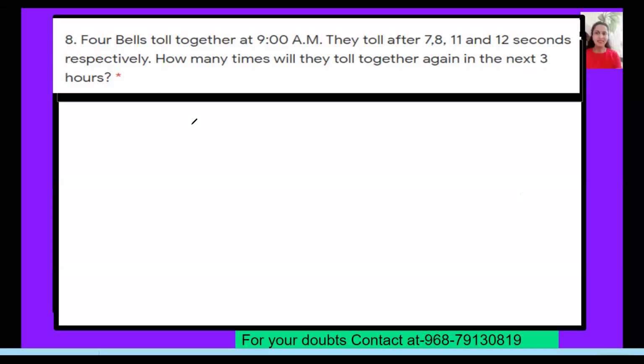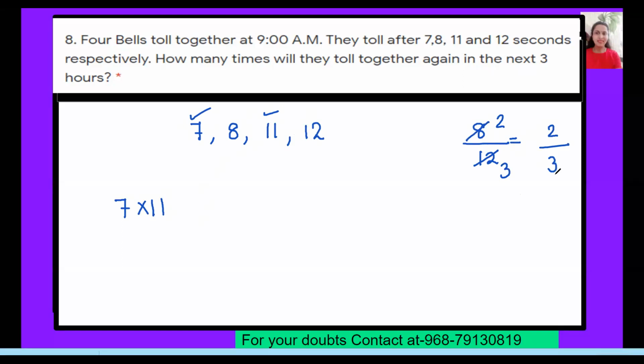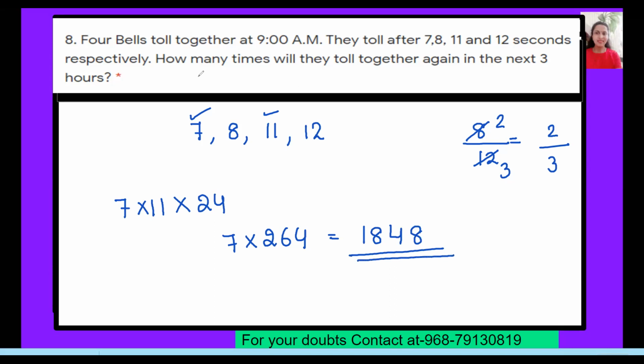So in the same way, here also we are going to calculate the LCM of these numbers. Again you can see 7 and 11 are co-prime to each other, so there will be no common factors for this. And for 8 and 12 we can find the LCM this way: 4 times 2 and 4 times 3, so 2 by 3. So 8 times 3, 24. So we multiply this by 24. So 7 into 264, and that gives you 1848.